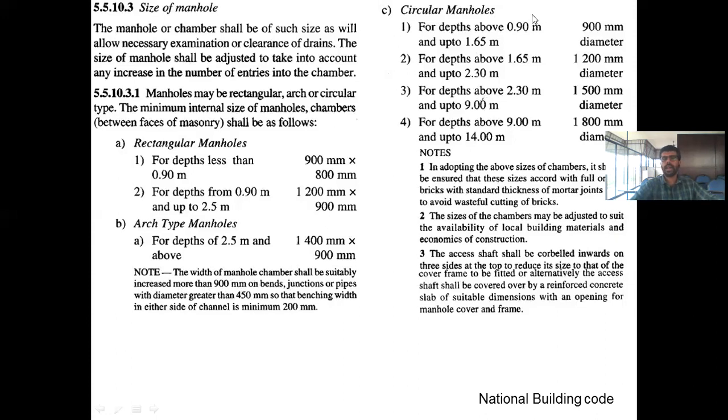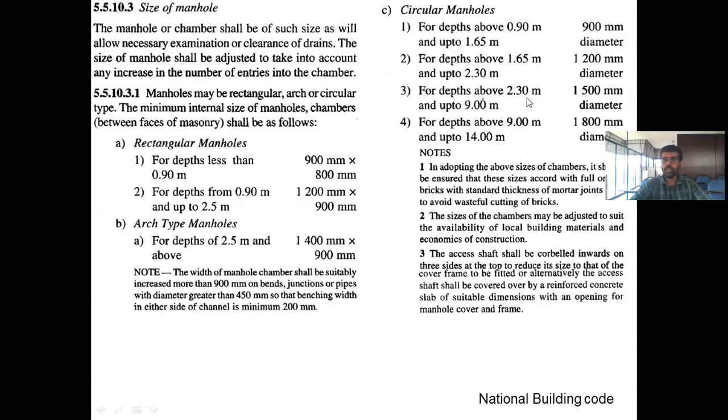Now coming to the circular manholes, if the depth is above 0.9 meter and up to 1.65 meter, 900 mm will be the diameter of your manhole. For depths above 1.65 meter up to 2.3 meter, 1200 mm will be the diameter.